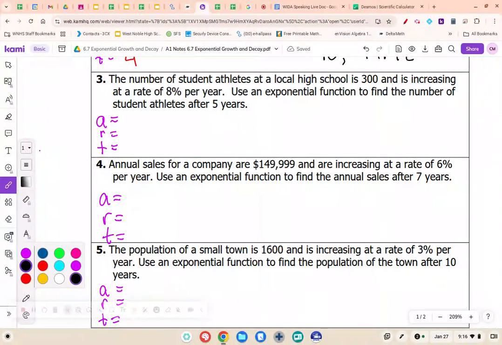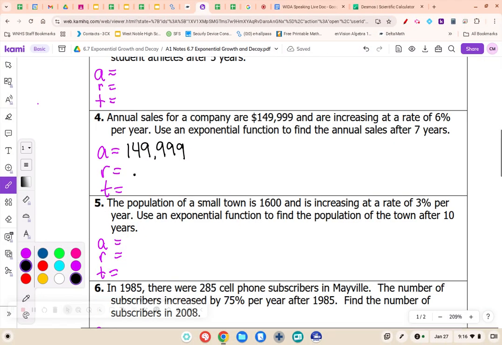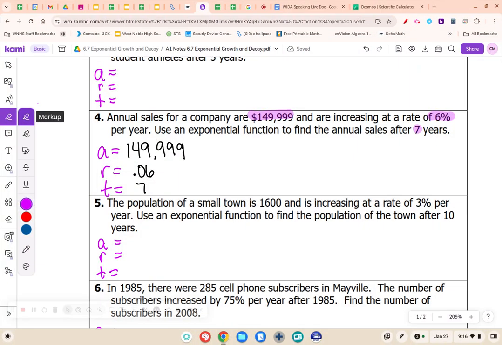So annual sales for a company are 149,999 and are increasing at a rate of 6%. So we have to rewrite this as a decimal, 0.06 over 7 years. Use an exponential function to find the annual sales after 7 years. If it helps you, you can go through and underline all the numbers that it gives you, so that way you can more easily solve.